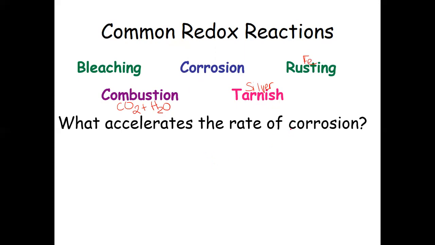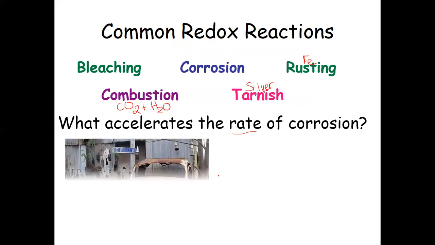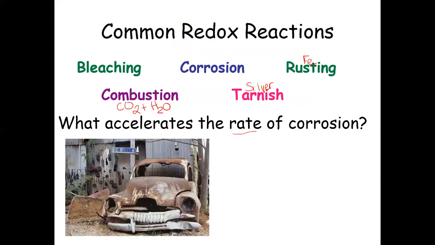And what kinds of things can accelerate the rate of these corrosions? How do we get a metal iron car to rust or corrode the fastest? Water, air, acids, and salts. So these are factors that accelerate the rate of this corrosion, the rate of these oxidation and reduction reactions.